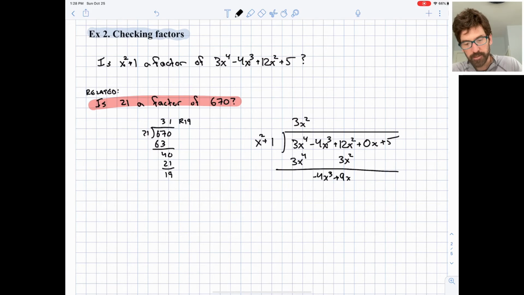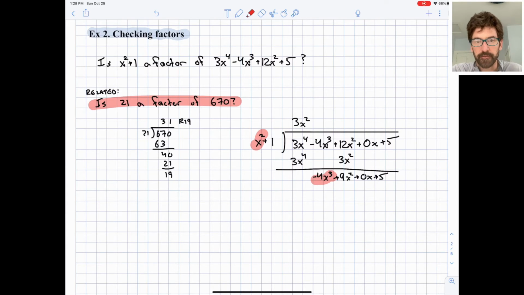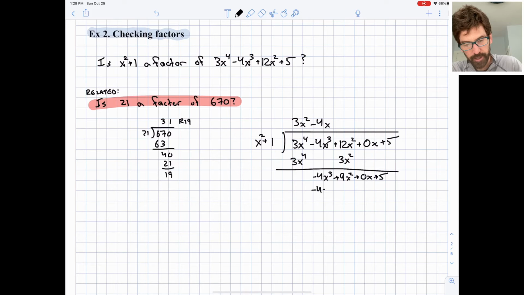Plus a 9x squared plus 0x plus 5. Okay? So we're going to keep going. Think about the leading terms. Do the leading terms divide cleanly? And they do. X squared into a negative 4x cubed is a negative 4x. And when we multiply down around, we get a negative 4x cubed minus 4x.